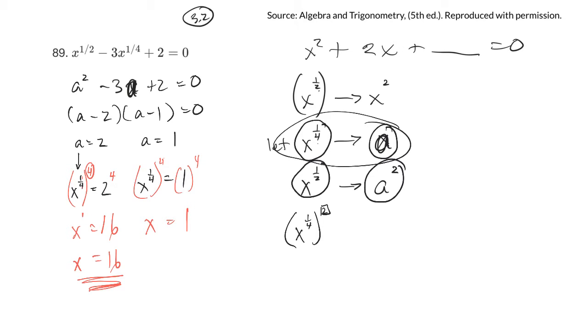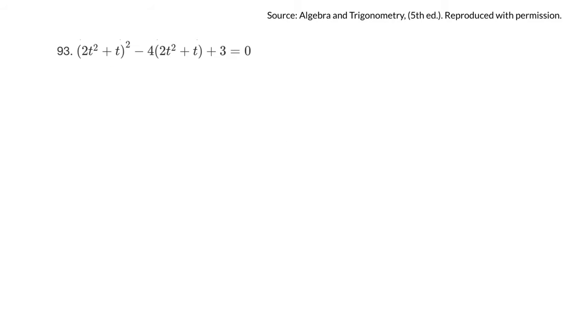And then a good idea is probably to take these numbers and plug them back in and see if, when you put them in, you actually come up with 0. I'll let you do that. Here's another question. And let's just solve this. Again, this is the same as this. So it's sort of like something squared plus or minus 4 something plus 3 equals 0.